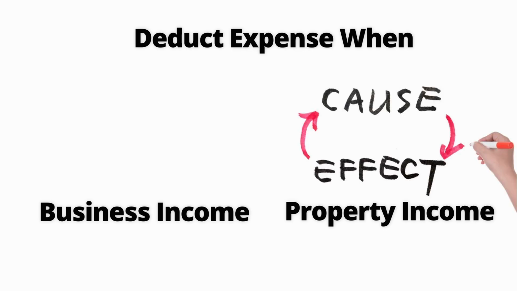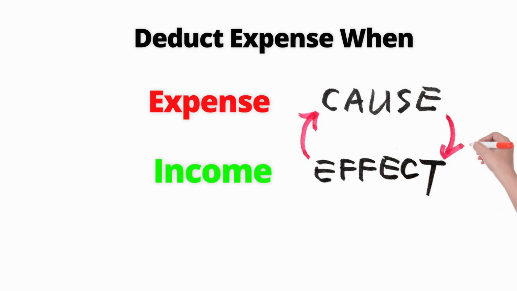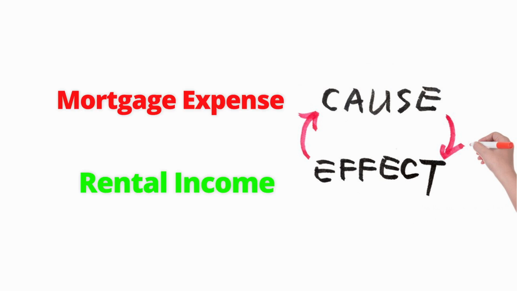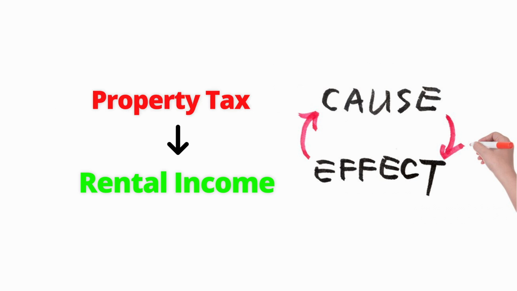So as long as you are able to establish the cause and effect relationship between incurring the expense and earning the income, you would be able to claim a deduction, with certain exceptions. We're going to go through some of the exceptions later on. Let's use an example to explain. If you're incurring mortgage interest expense for the purpose of earning rental income, there is a direct cause and effect relationship. Without the mortgage interest expense, you would not be able to earn the rental income. Or without the property tax expense, you would not be able to earn the income. That's where the cause and effect relationship comes in.